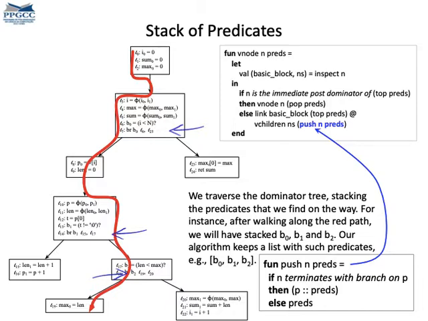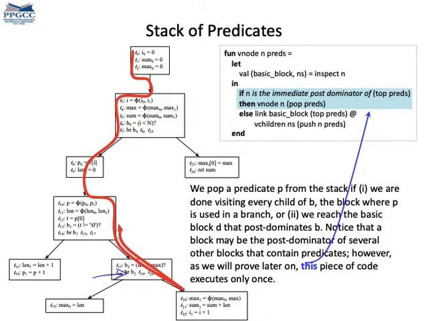At any moment, we shall keep a stack with the predicates that we had visited during our traversal of the tree. So for instance, if we are currently processing this path, then our stack will have three elements. These are the predicates that control the branches along this path. So we have a predicate b0 here, another b1 here, and finally a third predicate b2 here in the third branch. We remove predicates from the stack when we find the post-dominator of that predicate. This, of course, is just an abuse of language. We are finding the post-dominator of the node that contains the branch where the predicate is used.